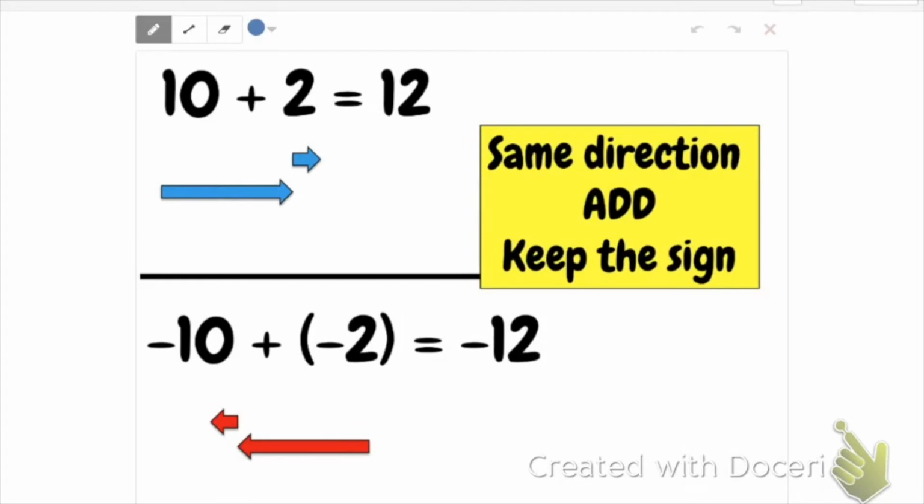Hello, today I will teach you how to add and subtract signed decimals. So first of all, let's review.